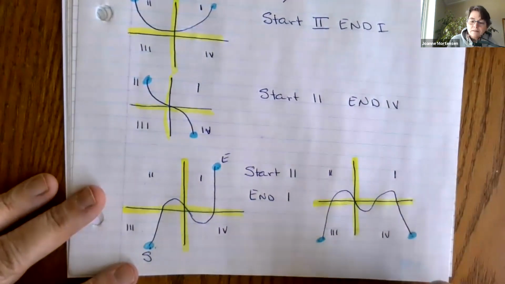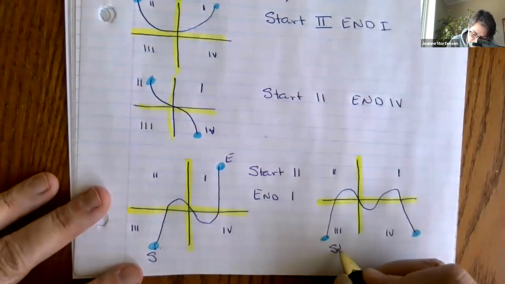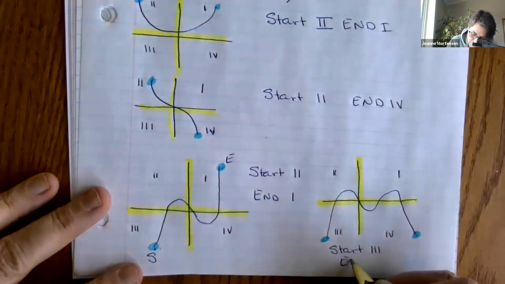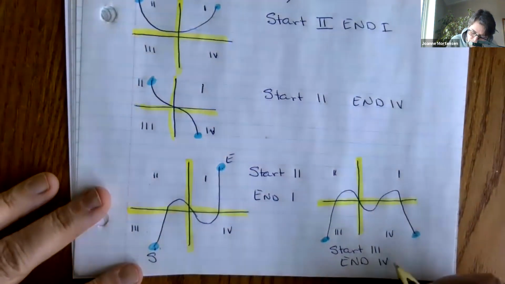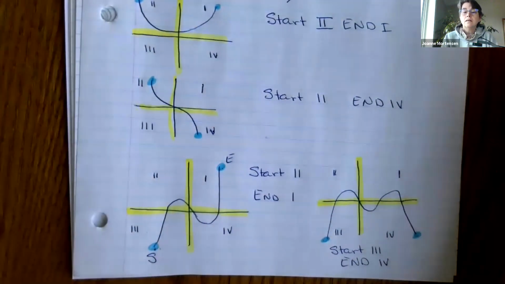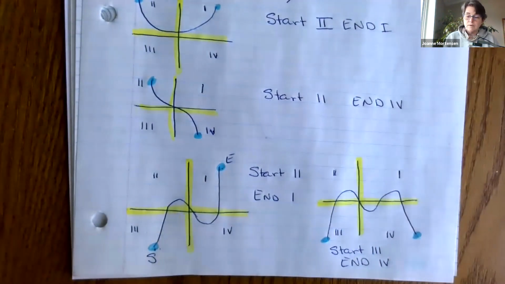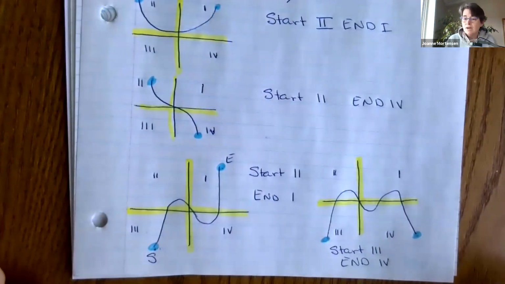So this one, you still see it? Yep. Start in 3, end in 4. Some people are really clever and they can memorize what kind of equations go with each sum. I'm not that person. I just have visual things that help me.